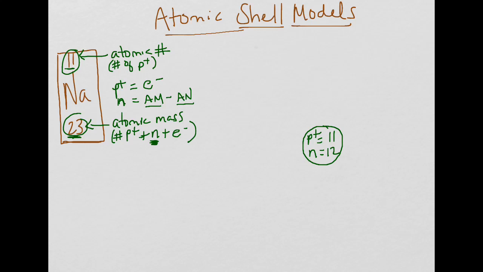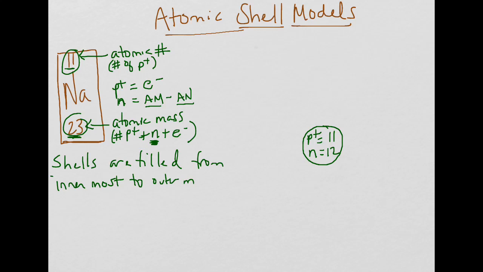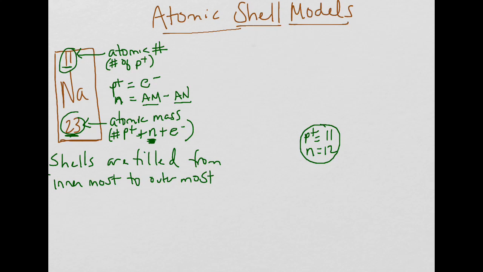Now, in these atoms, we have electrons that are flying around the nucleus in shells. And we are going to learn a very simple way to fill the shells. So here's some rules. The shells are filled from innermost to outermost. Okay. And as far as how many electrons go in each, these shells are also referred to as orbitals.